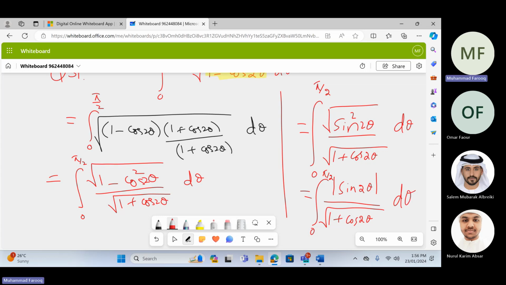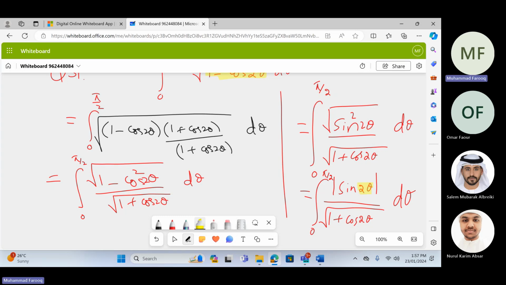Now check the behavior of sine 2 times theta. Your theta is 0 to pi by 2. Pi by 2 is 90 degrees. Now between 0 and 90 degrees, select some angles. Let's say pi by 4, 45. Pi by 3, 60. Pi by 6, 30. Please check. Put here sine 2 times pi by 3. So it's going to be positive. If positive, then remove the absolute value without any sign.